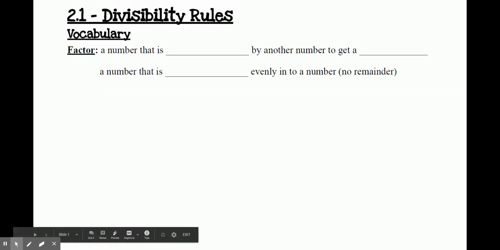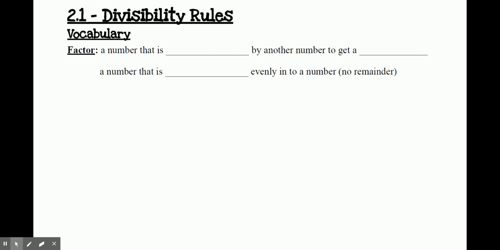Hello aspiring mathematicians. In this video we're going to learn about divisibility rules. Before that we are going to go over some vocabulary. So first things first, a factor.